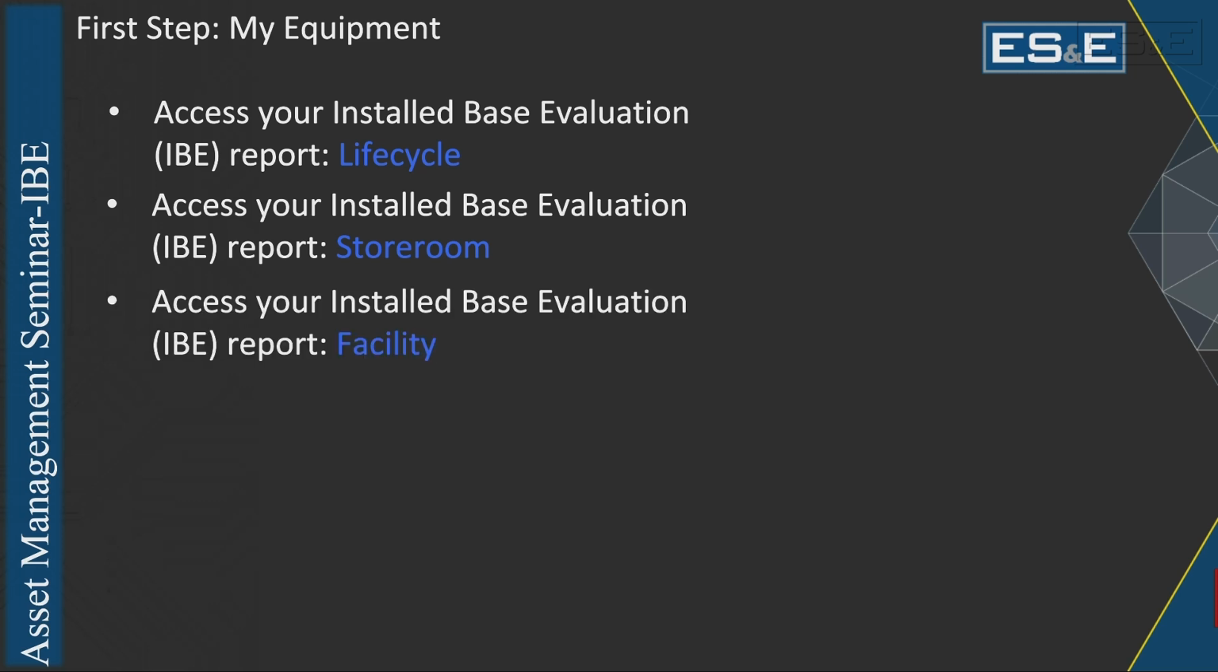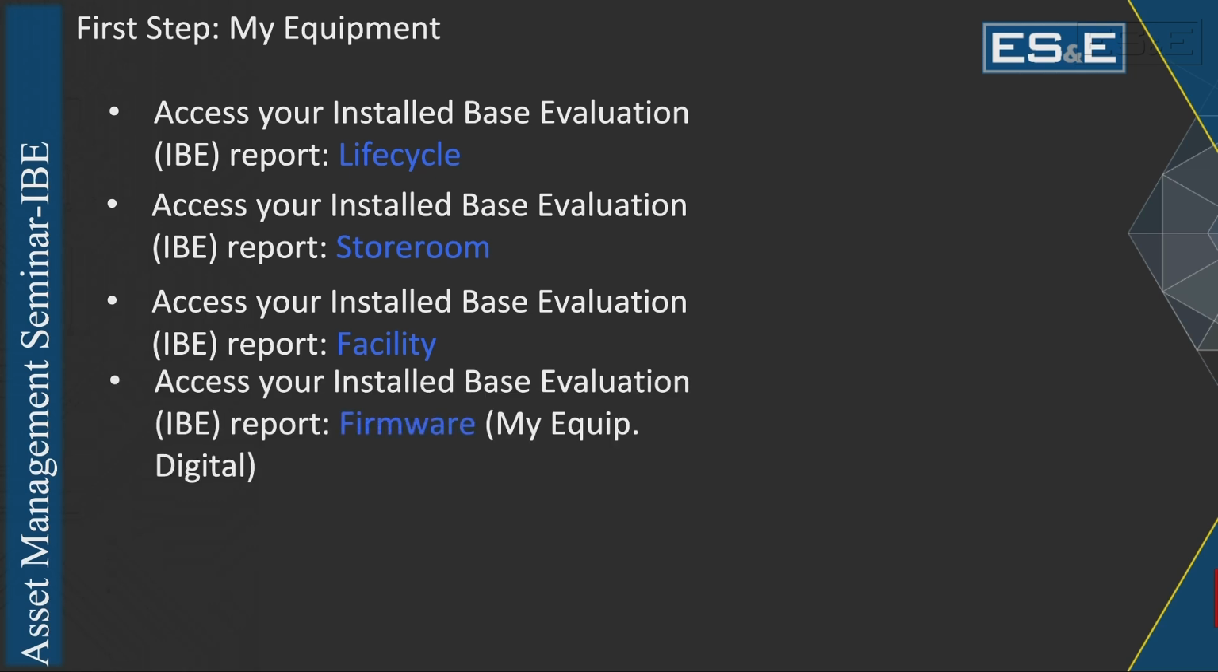And your facility. So if you add a new line or you take a line away, you can actually change that within your report too. So you can delete areas, locations, or machines, or add them, either way that you need to do it there. You can actually get firmware on some of your equipment. This comes with the My Equipment Digital.